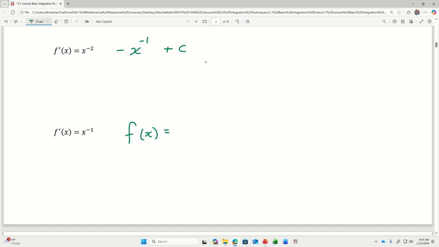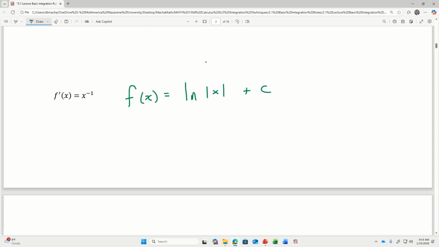If my original function is x to the negative 1 power, what would have been the original function? Mm-hmm. Yeah. You guys are too smart. I love asking this question in Calculus 1 because students will normally say something like x to the 0 power, right? Because they're getting in the pattern of just raising the exponent by 1. But you're right. This is 1 over x, and the antiderivative of 1 over x is the natural log of x plus a constant.